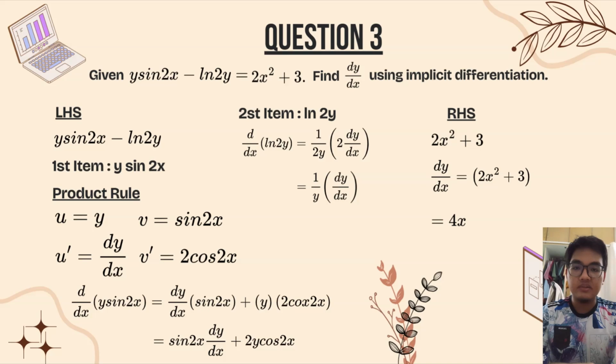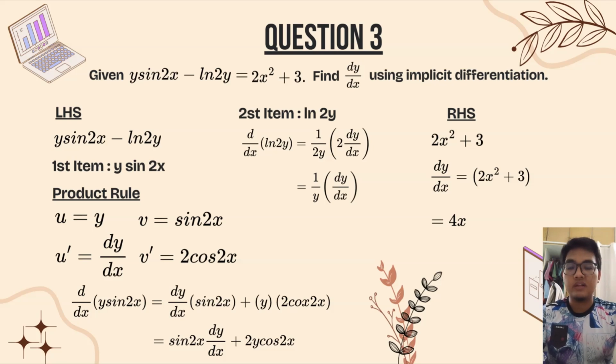So in this equation, we have a left hand side and a right hand side. For the left hand side, we have y sin 2x minus ln y. For the right hand side, we have 2x squared plus 3. So we are going to solve the left hand side first. For the first term, we have y sin 2x, so using the product rule, we can differentiate it.